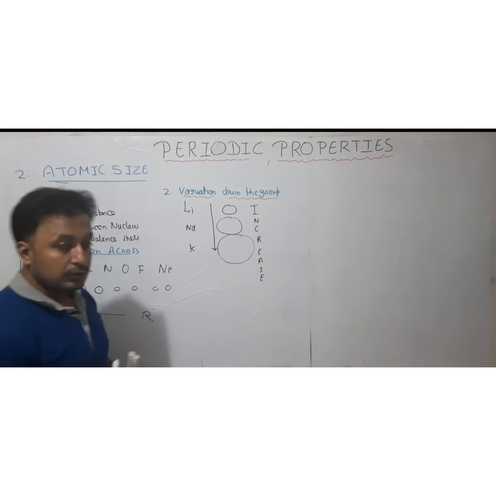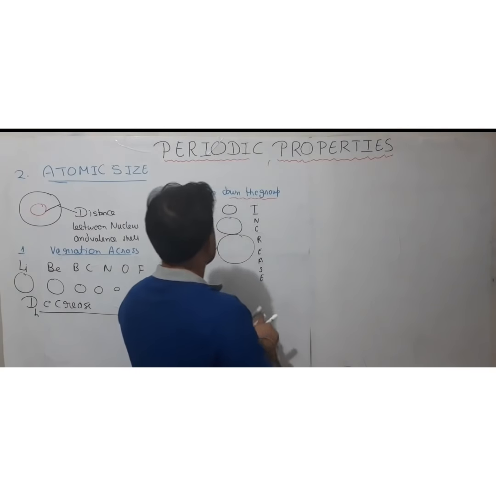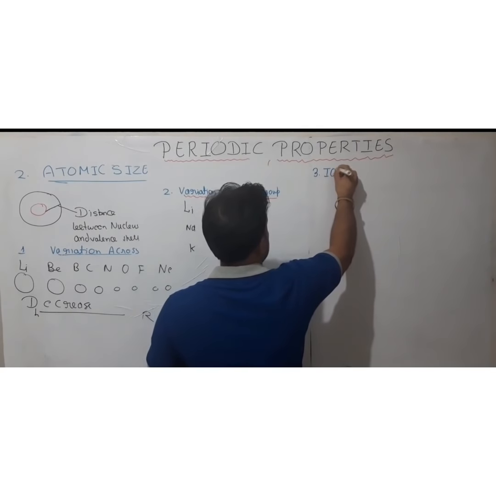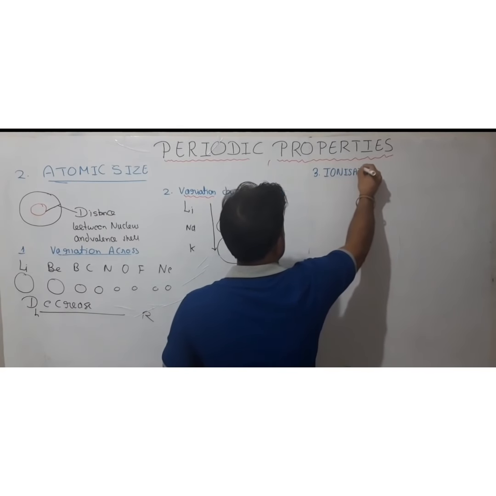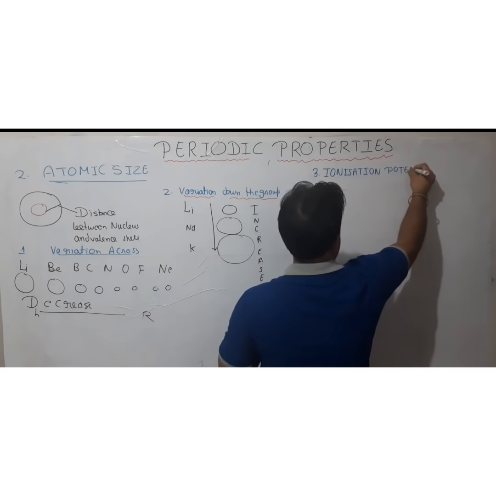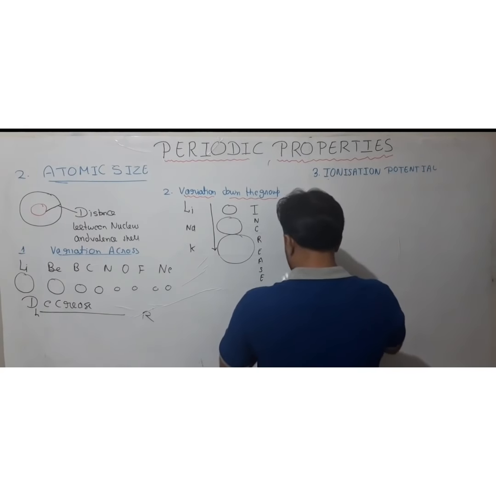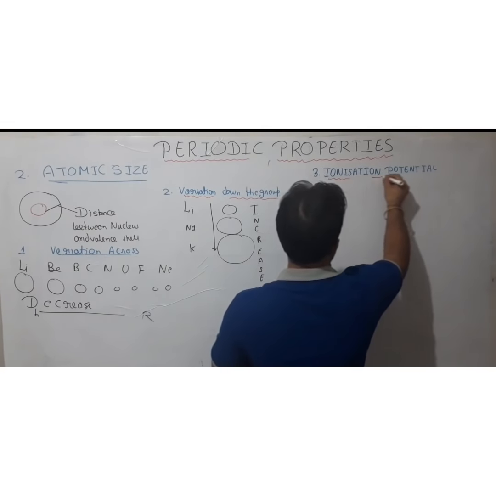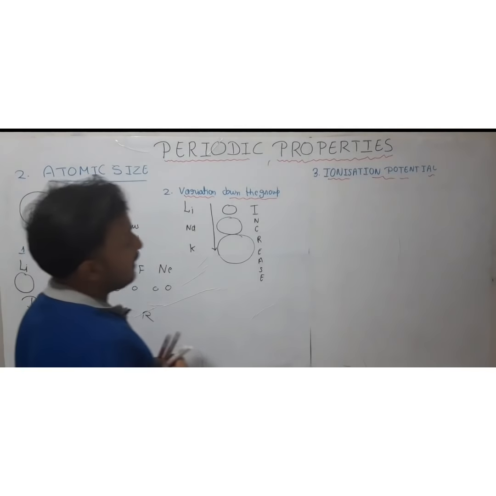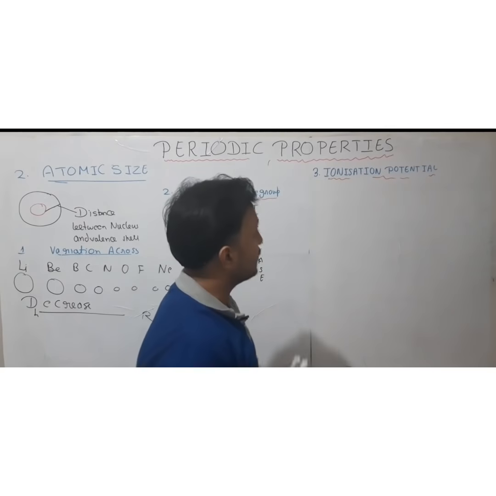Now we move to our third property, that is the third periodic property we are going to discuss. Our third periodic property is ionization potential. Okay, so how this ionization potential is going to vary across the period and down the group, that we are going to discuss later. But first you must know what is the meaning of this ionization potential.